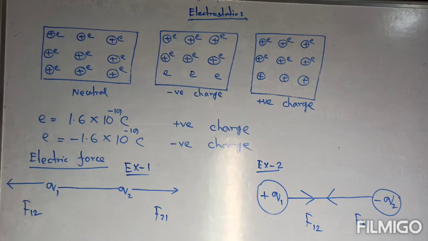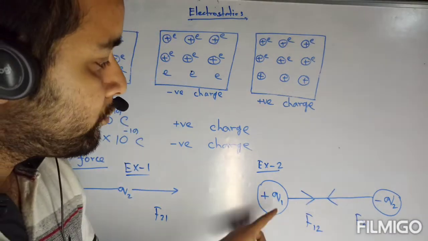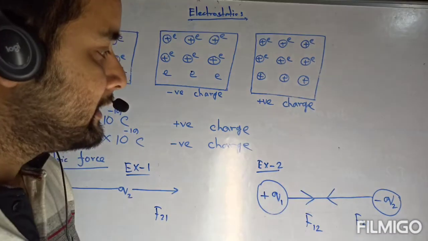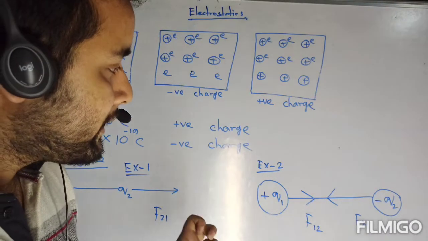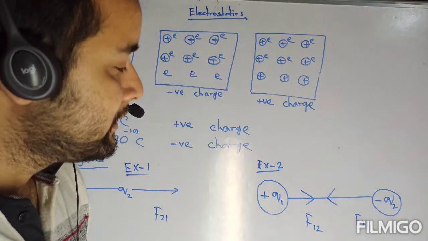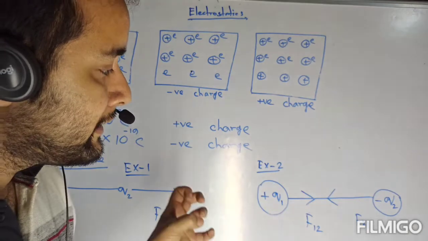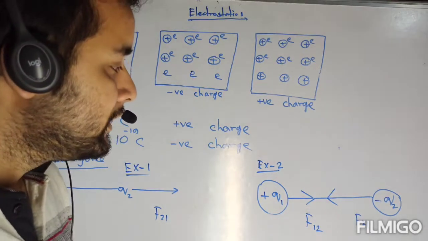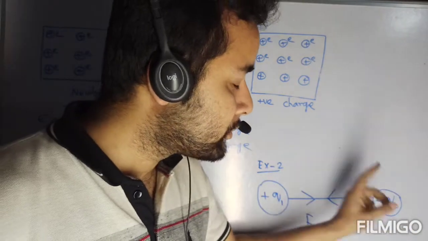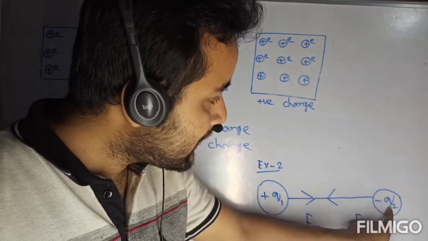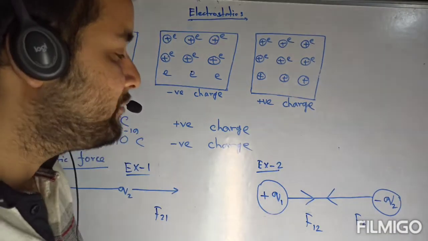Now what will happen if we take one positive and another negative charge? Look, if we take one positive and another negative charge, then what will happen? They will attract each other. Which direction? Towards each other. So the Q1 charge will apply a force on Q2 and the Q2 charge will apply a force on Q1, but the force is an attractive force. Clear?